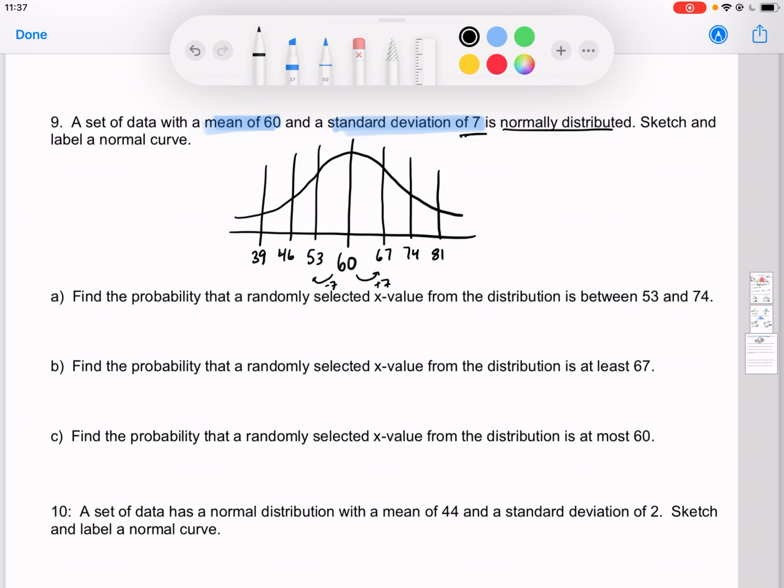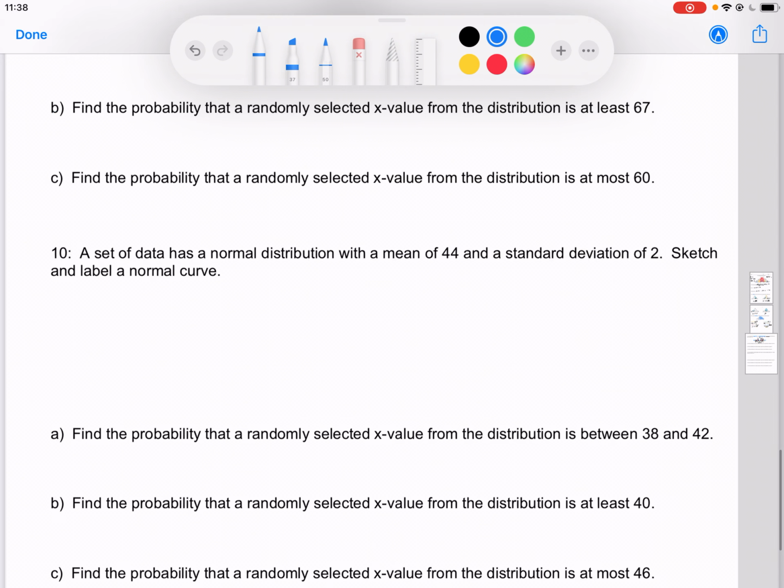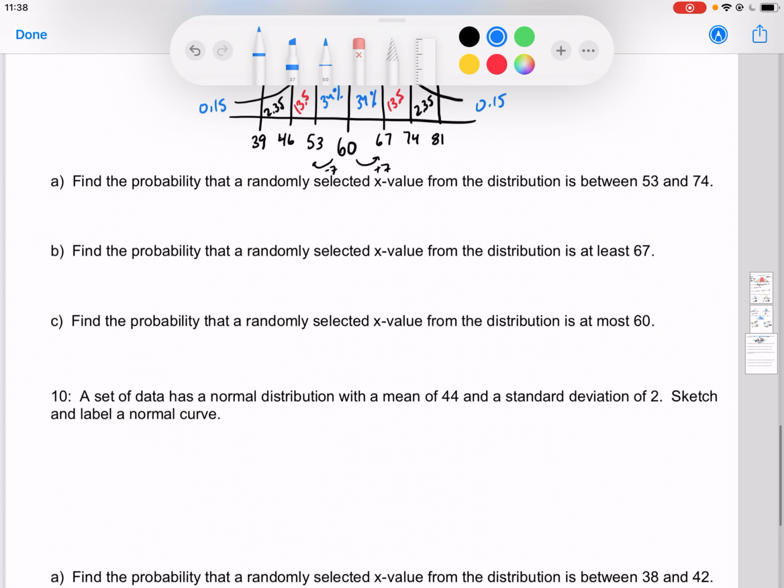The percents that we had earlier will all stay the same though. So this is still 34%. This one's still 13.5. I'm just going to write them really quick. This one's still 2.35, and then we've got our 0.15%. All right, that'll make our life really easy. So, perfect, just double checking.